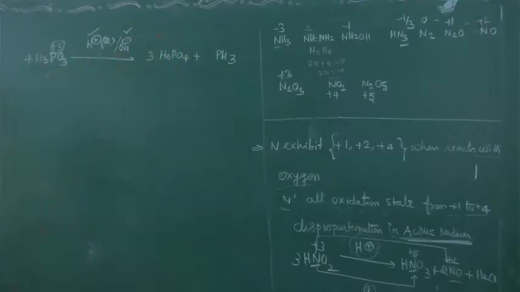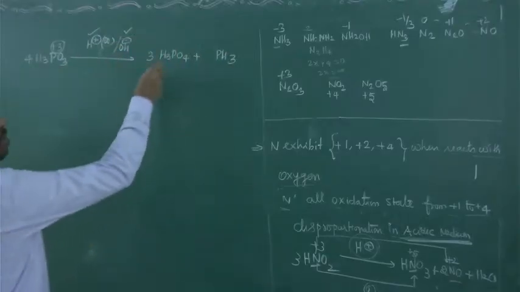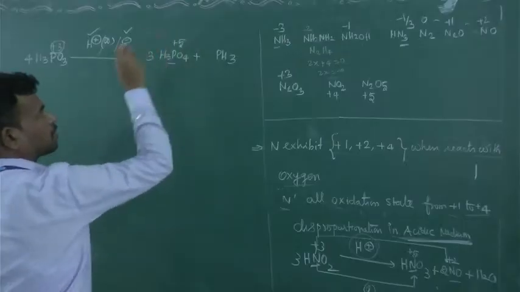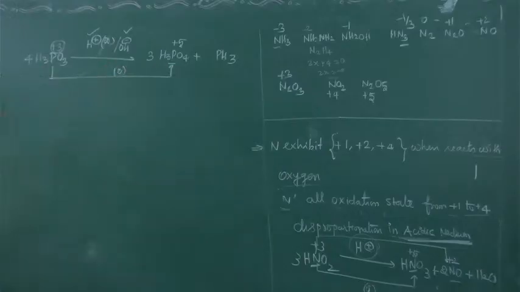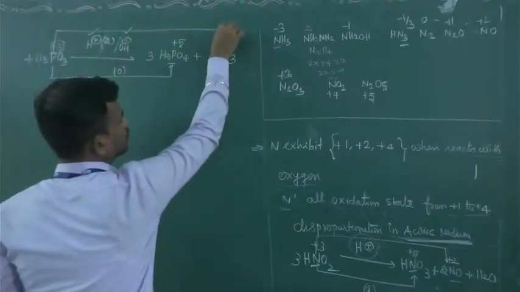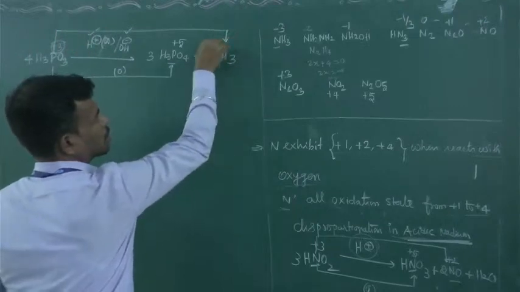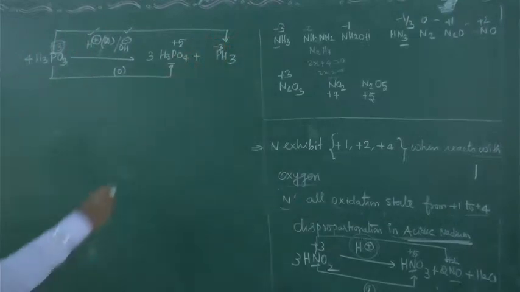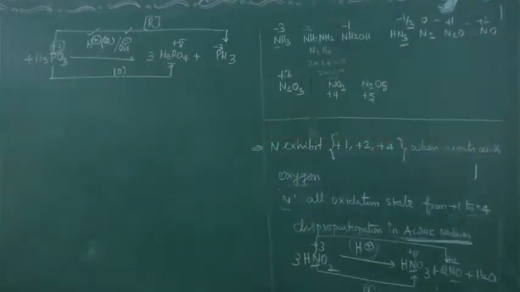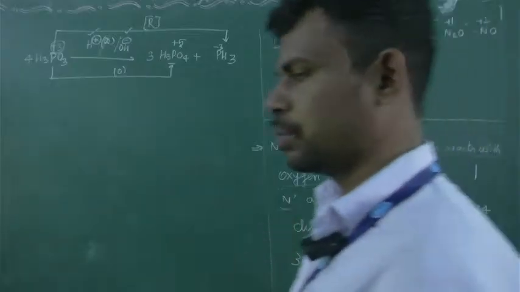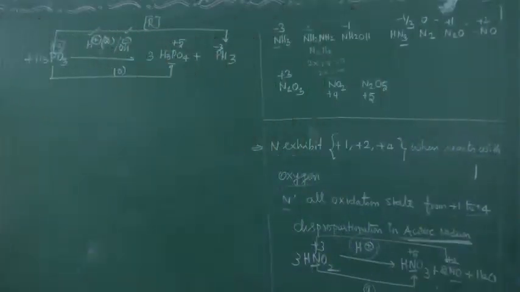Is it clear? So in the case of phosphoric acid, what is the oxidation state? +5. That is oxidation. Is it clear? +3 to -3 is going to be a reduction. So an intermediate oxidation state can undergo disproportionation, both in the case of nitrogen as well as phosphorus. This is disproportionation of the intermediate oxidation state, going to the lowest and at the same time the highest. Is it clear?